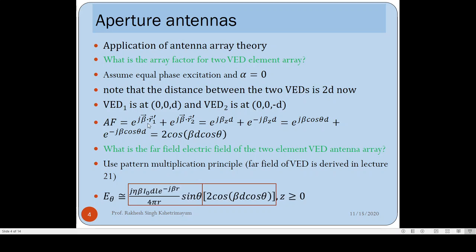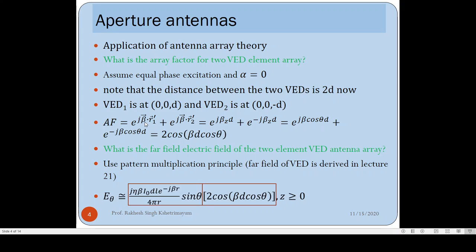Now the phase shift can be found as exponential j beta dot r1 dash plus exponential j beta dot r2 dash. r1 dash and r2 dash are the locations of the vertical electric dipoles 1 and 2, and from the previous figure you can see that vertical electric dipole 1 is located at 0, 0, d, and vertical electric dipole 2 is located at 0, 0, minus d. We know the locations of vertical electric dipoles 1 and 2. These locations will give you r1 dash and r2 dash. So r1 dash will be simply d z hat, r2 dash will be simply minus d z hat.